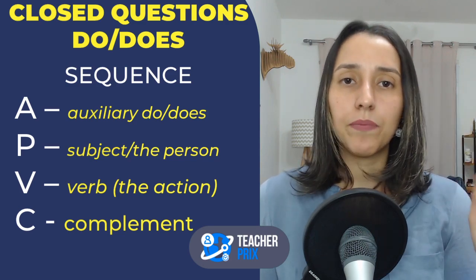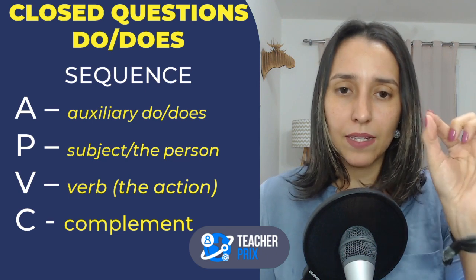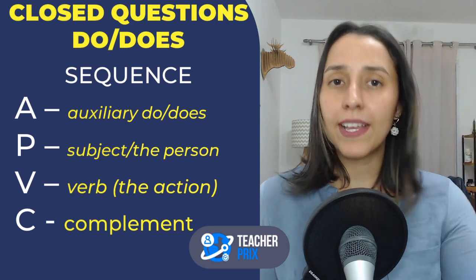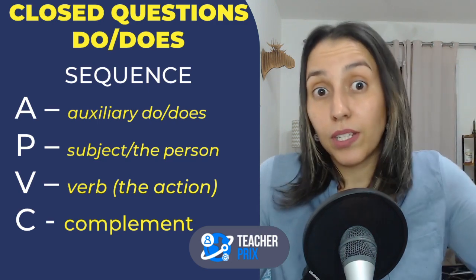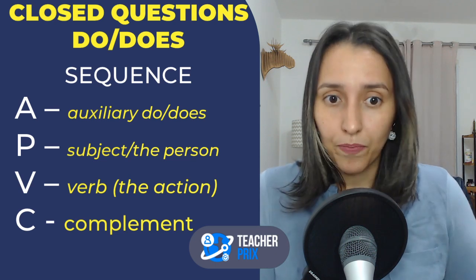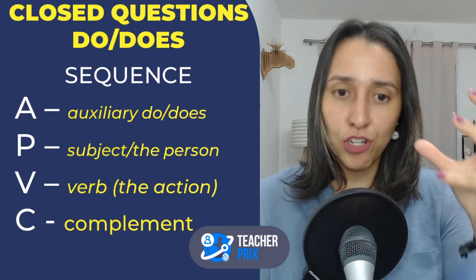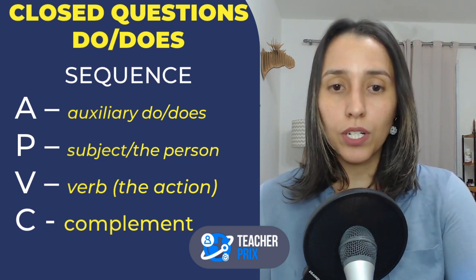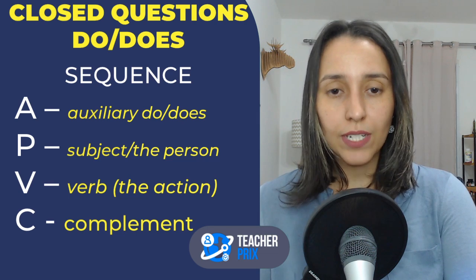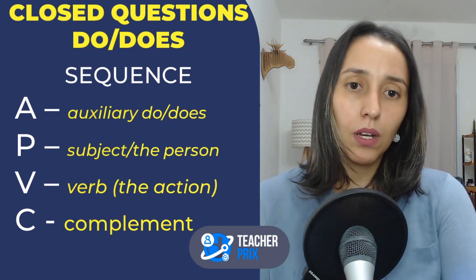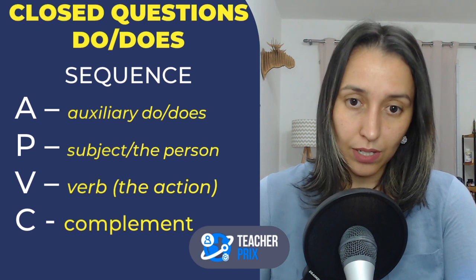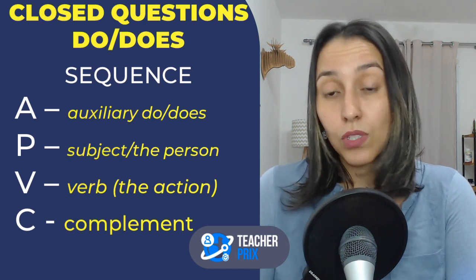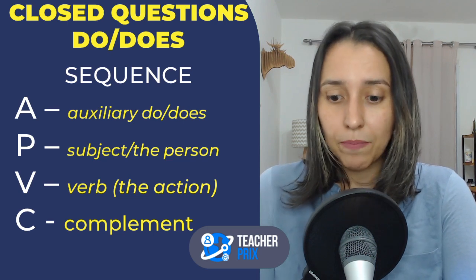I have the auxiliary, do or does. My P is my subject, the person, John, Mary, Frank, or the car, the subject, the student, okay? The table. Then I have my verb, the action. And finally, the complement. The complement is any word or combination of words that will help you complete the question. It could be verbs, it could be adjectives, it could be nouns. You can do whatever you want in the complement, okay?